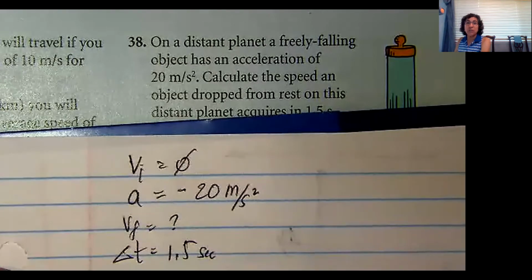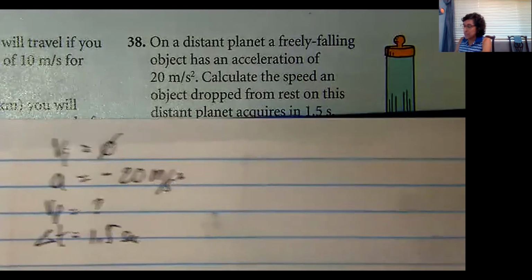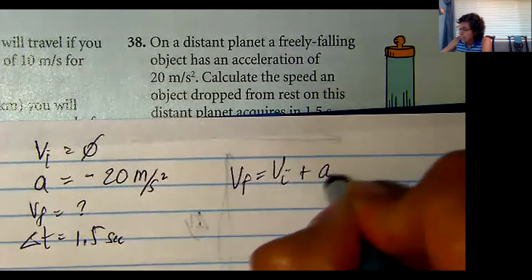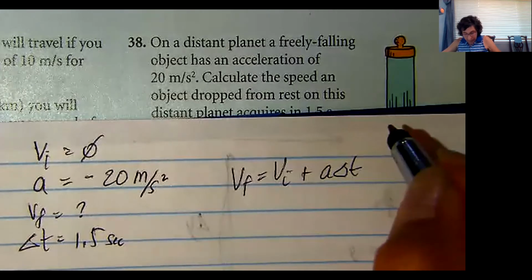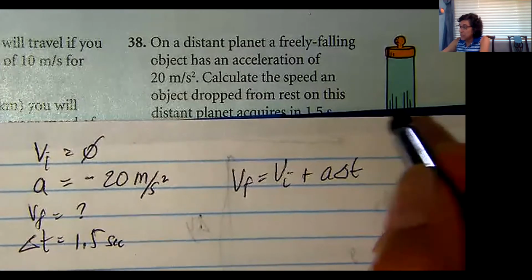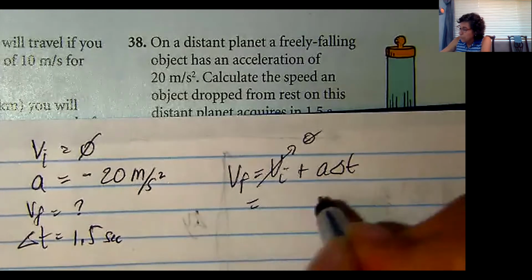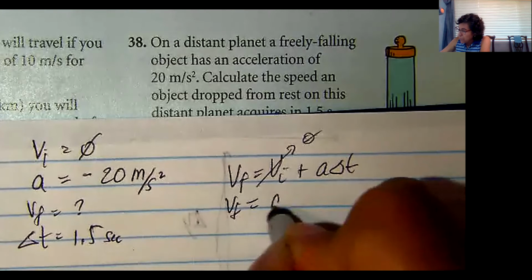My S's are ugly, so I don't. Okay, so let's do the same equation again. V final is V initial plus A delta T. And how convenient, yet again, the V initial is 0. Okay, so we end up with V final is equal to A delta T.